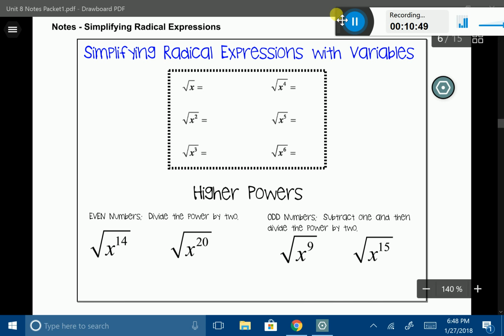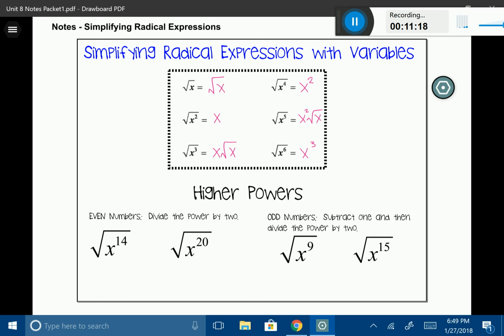So the square root of x is going to be simplified as the square root of x. The square root of x squared is going to be simplified as x. The square root of x cubed will be x root x. The square root of x to the fourth will be x squared. Maybe you're starting to see a pattern right now. x to the fifth will be x squared root x. And x to the sixth will be x cubed. And you're probably starting to see a little pattern with these.